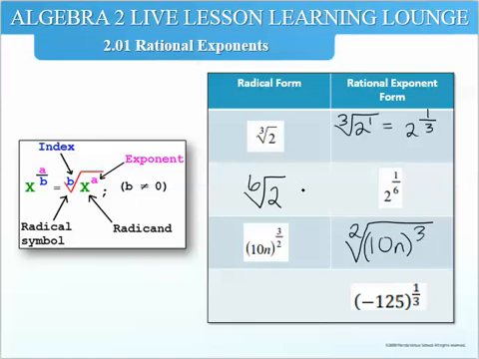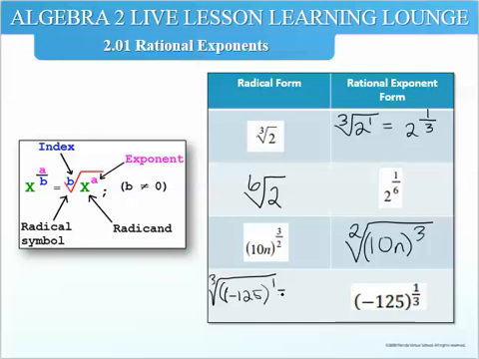Finally, we'll transform an expression that can also be simplified. So we have negative 125 to the 1/3 power. Well, if we put our negative 125 underneath our radical, the 1 goes here and the 3 goes here.